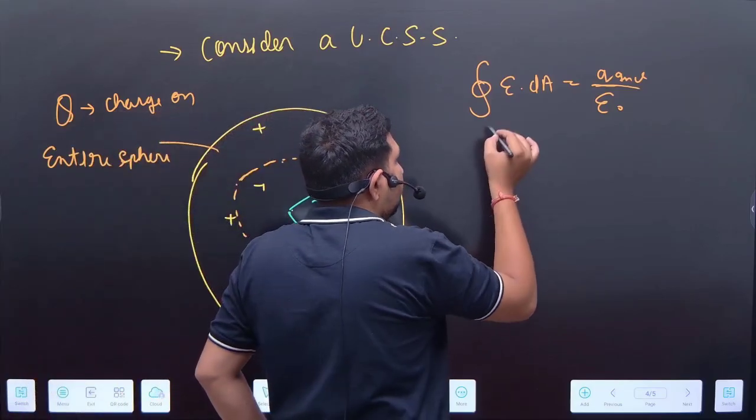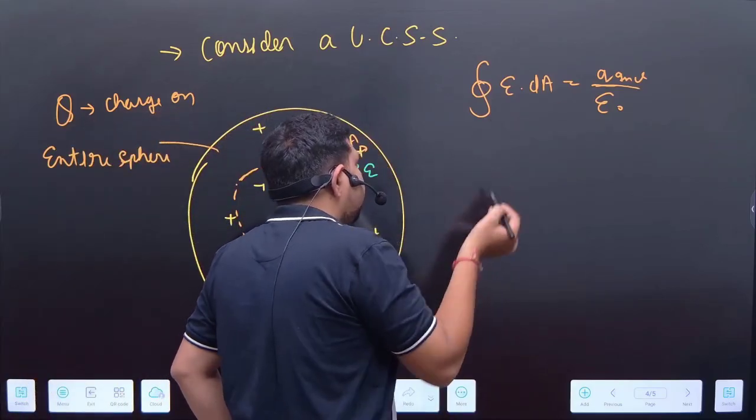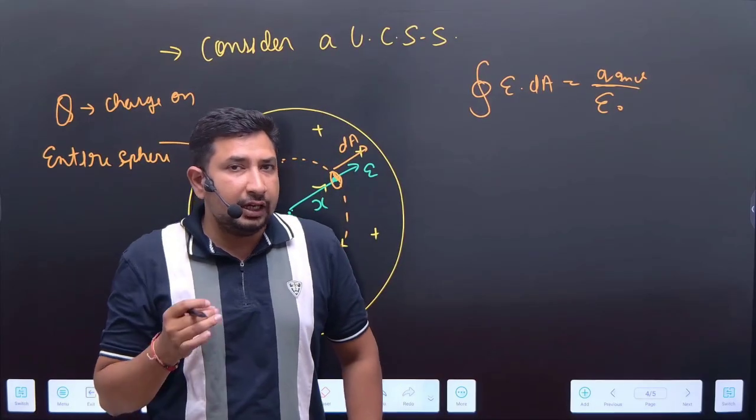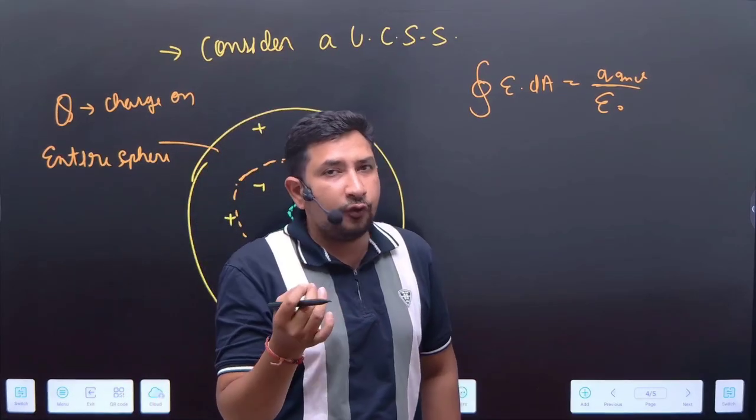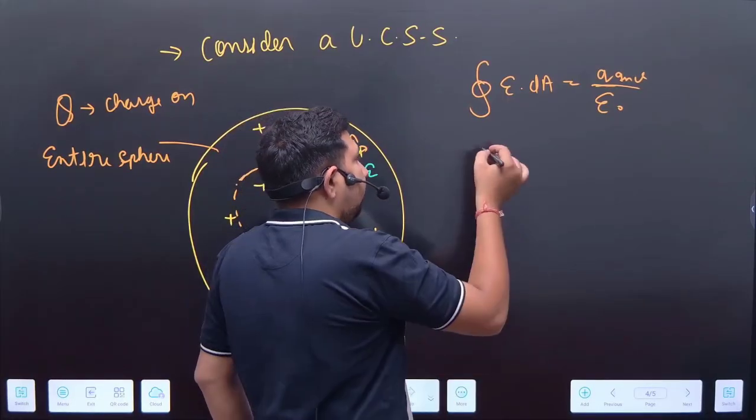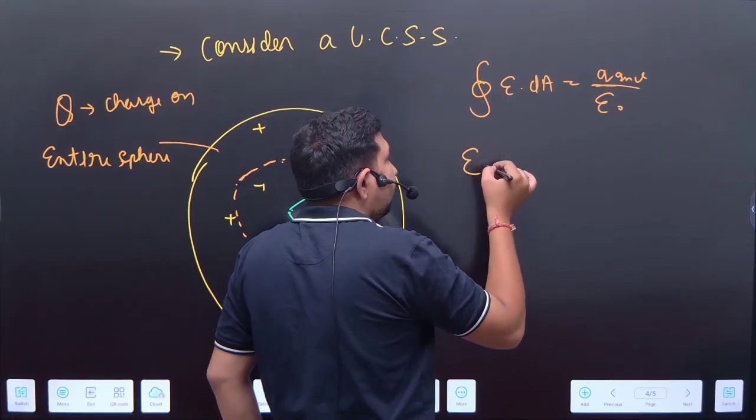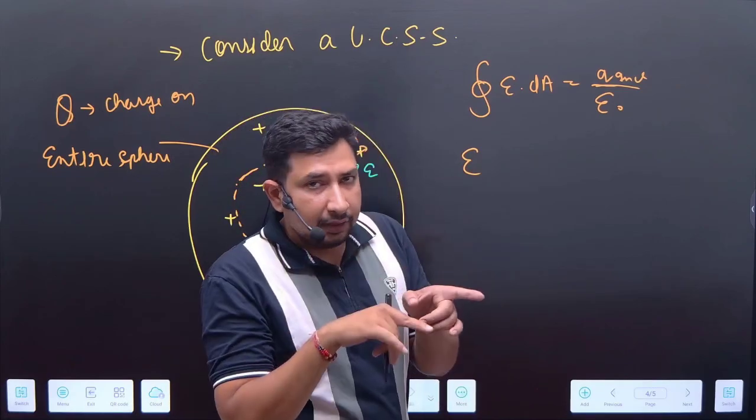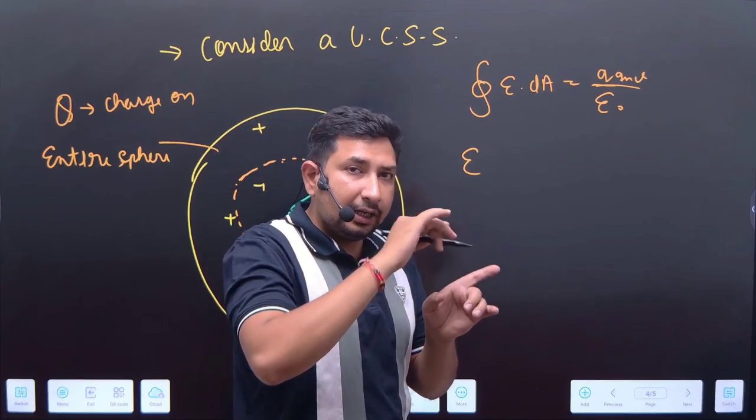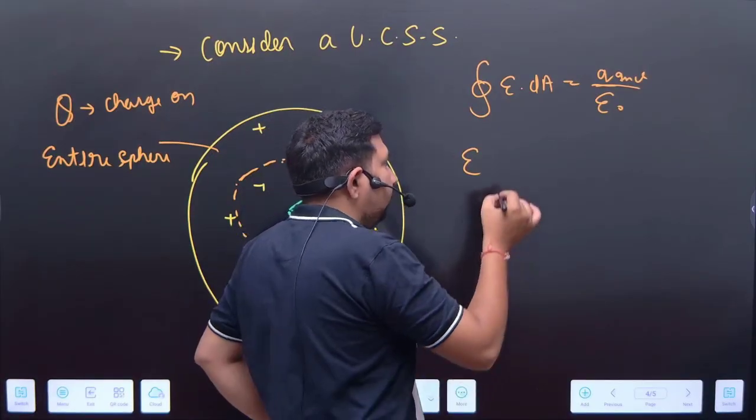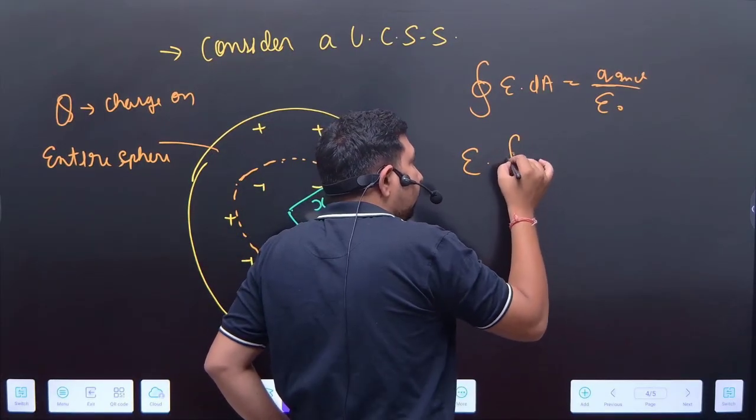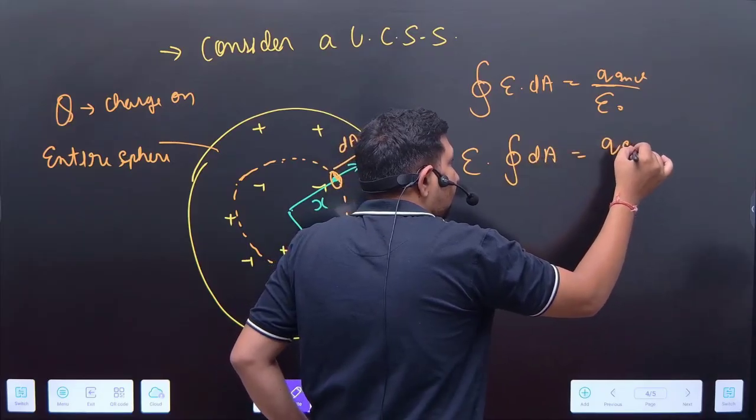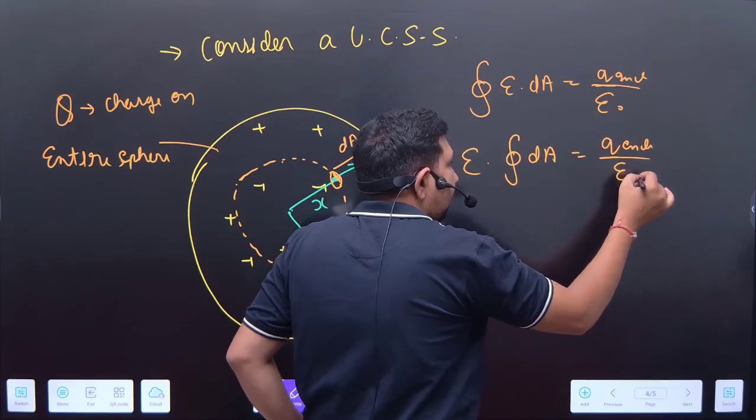So we can do the closed integral of E dot dA. Now at every point, the angle between the electrical field and the area vector would be 0, so we can consider cos 0, and cos 0 is 1 everywhere. So we can write it as electrical field, and the electrical field is constant. Remember, area and electrical field are in the same direction, and the electrical field is constant. So we just have to do E times the closed integral of dA. It should be equal to the charge enclosed divided by epsilon naught.